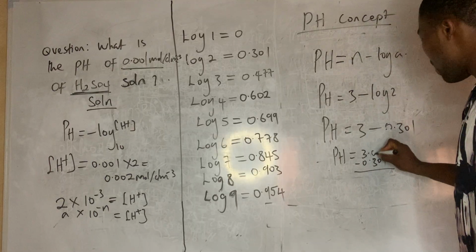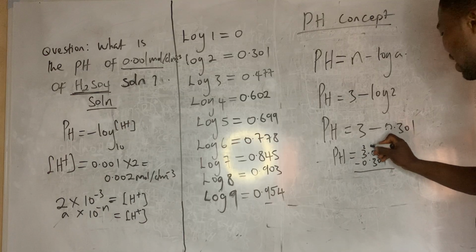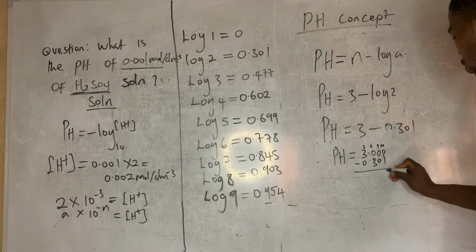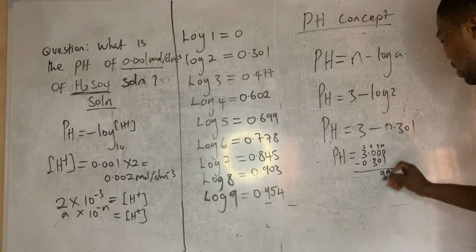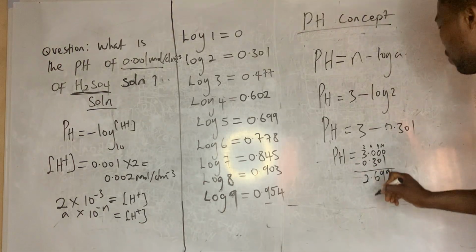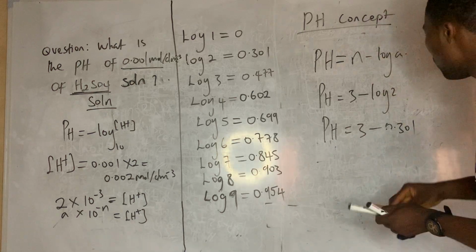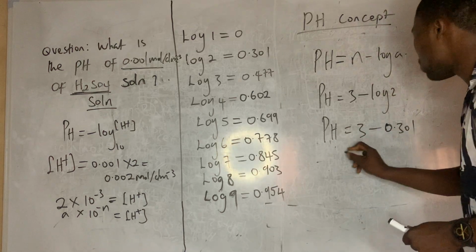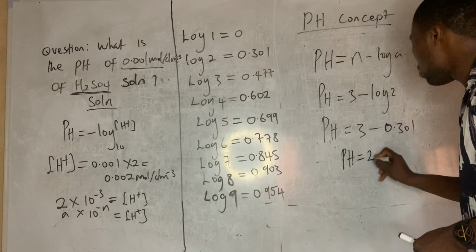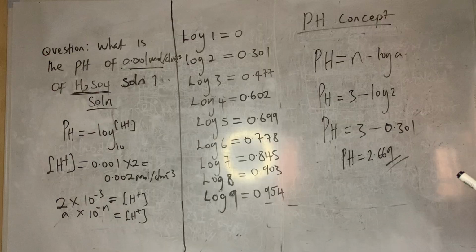So we have something like this. Here is 2, here is 9, here is 9, here is 10. So 10 minus 1 is 9, 9 minus 0 is 9, 9 minus 3 is 6, then 2 minus 0 is 2. So therefore pH is 2.669. I'm just doing a simple calculation. Therefore the pH is equal to 2.669 units. As simple as that, without a calculator.